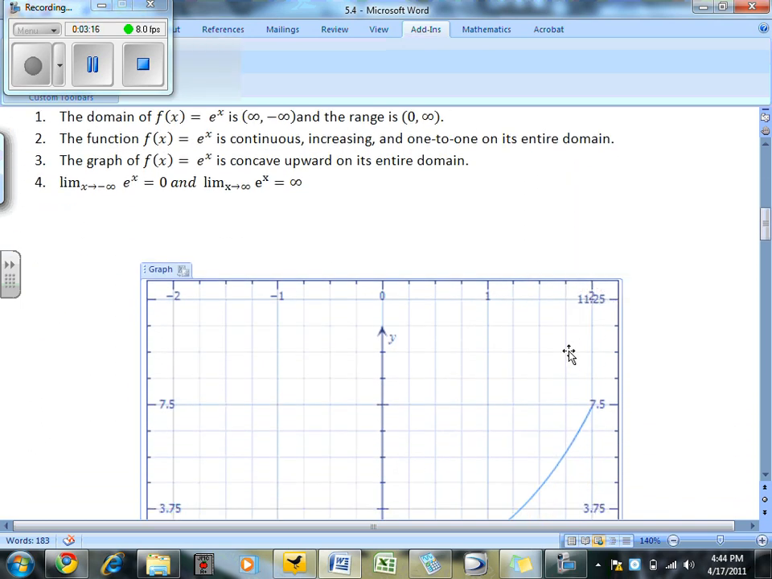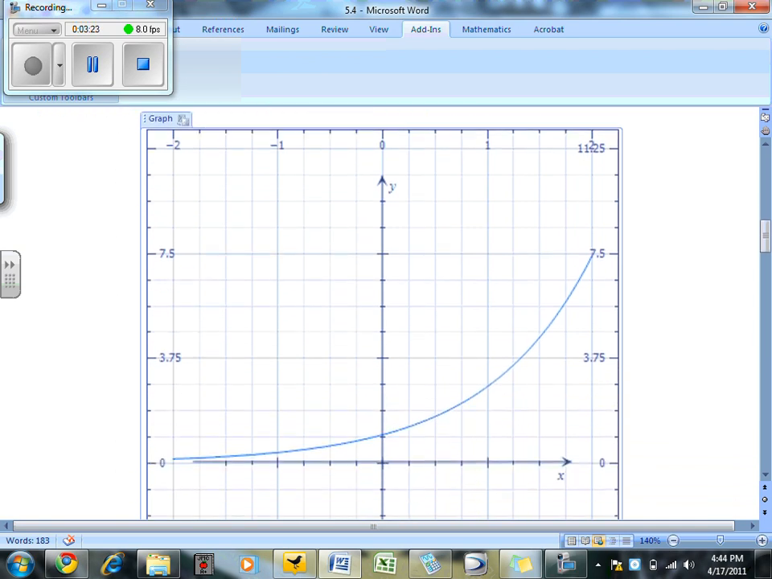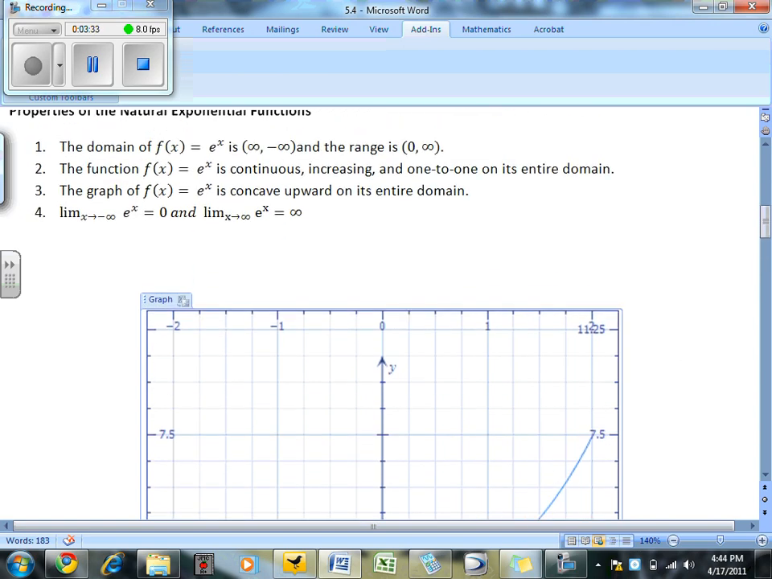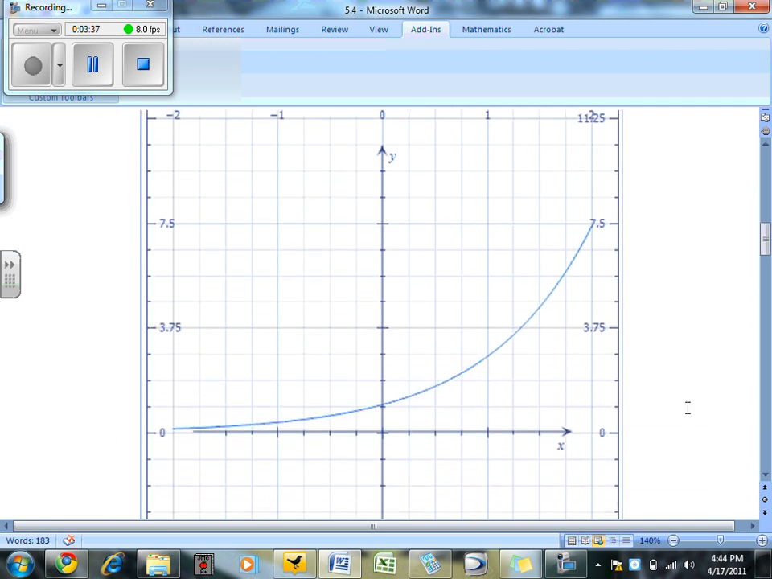All right, so let's take a look at the graph here and the properties of the exponential function. Its domain is from negative infinity to infinity. That means its x values. If you look at the graph, that makes sense. It goes from negative infinity all the way to infinity. Can be any of those. Its range is from 0 to positive infinity. Notice we don't have any negative values for y, so that's its range. The function is continuous, increasing, and one-to-one on its entire domain. So as you can see, it's increasing.